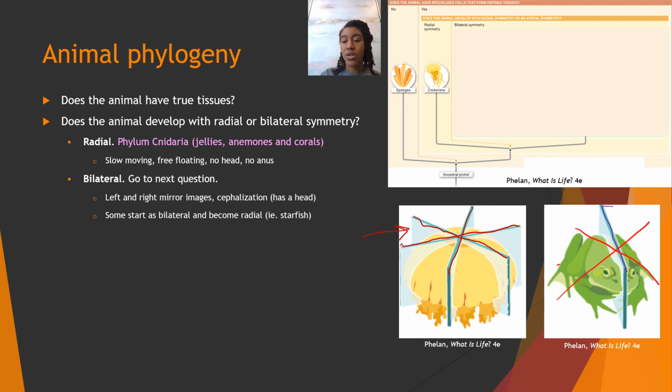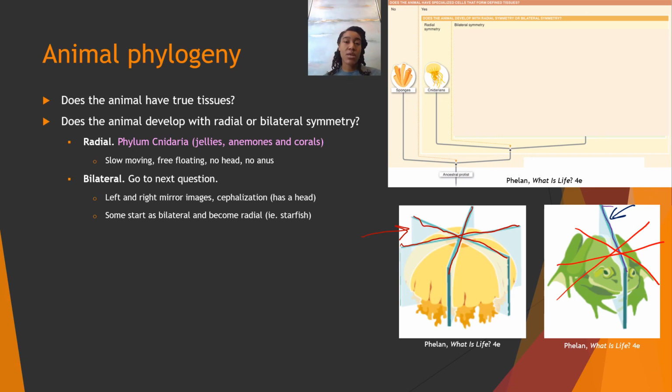And same thing with here or here. I can't just divide a frog in two halves anywhere and get mirrored parts. I can only divide it in half using this plane here and get two equal mirrored halves. And so this is bilateral symmetry. Bilateral symmetry is highly associated with cephalization, which is the development of a head. So bilaterally symmetrical organisms generally have a head. And most bilateral organisms are bilateral as embryos and then also bilateral as adults.